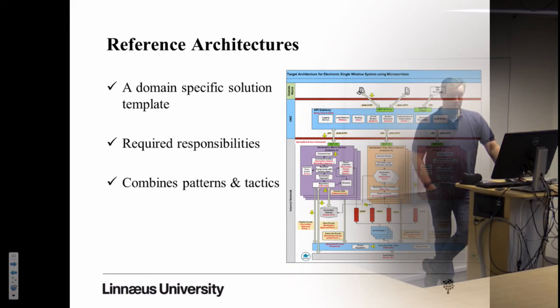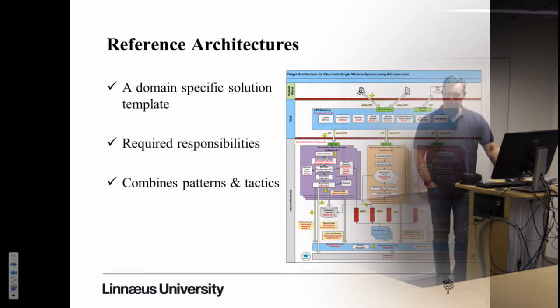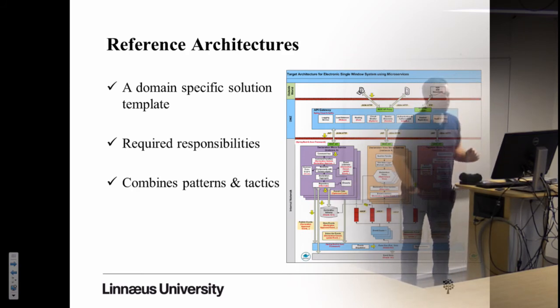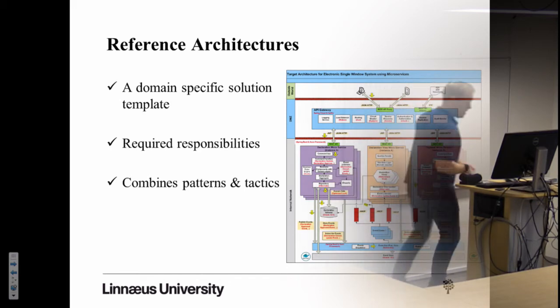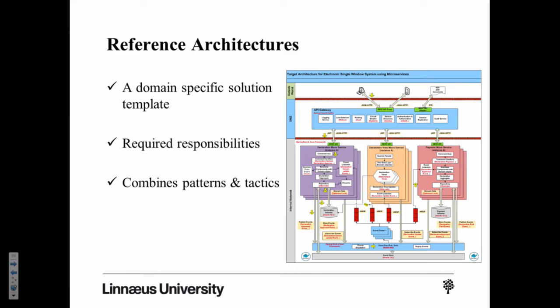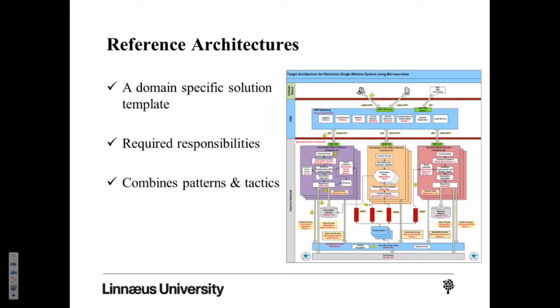And if we come back to reference architectures, a domain-specific solution template, as you saw in the OSI example, there were a couple of required responsibilities in the layer there. And it combined different patterns, in this case a layered pattern. But what you see on the right-hand side there, what is it? What does it say here? Target architecture using microservices. Okay. Target architecture that uses microservices. So this is a reference architecture for microservices.